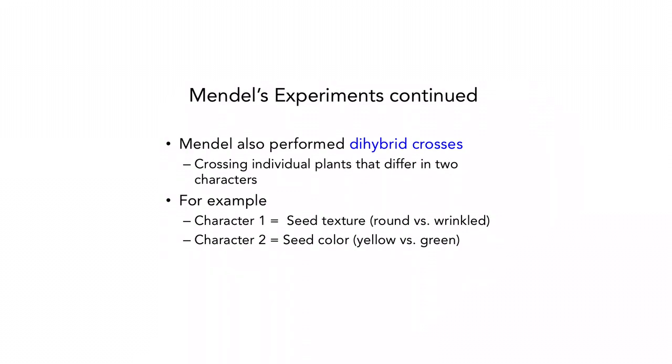In other words, if you have round seeds, are they always yellow, or if they are wrinkled, are they always green? Now, Mendel was working with dihybrid crosses. A dihybrid cross means that you're crossing individuals that differ in two characters. An example of that would be like seed texture versus seed color. And then these are the traits for these characters.